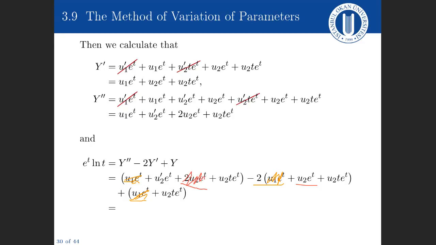There's a u2t e to the power t, another u2t e to the power t, and then minus 2 u2t e to the power t. These are going to cancel out. What are we left with? We're left with u2 prime e to the power t. And then, of course, e to the power t's are going to cancel, and we're left with u2 prime is equal to the natural logarithm of t.